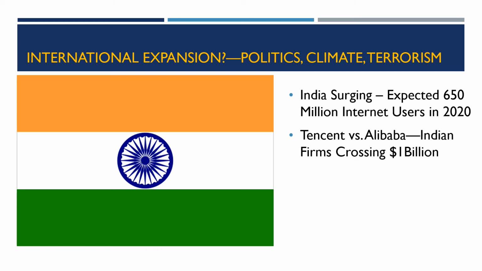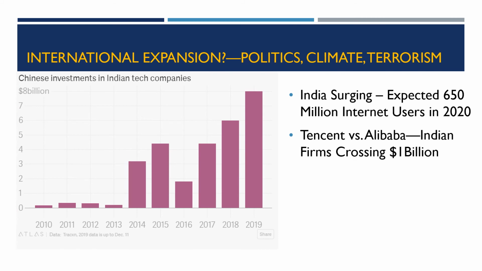Right now, what we're witnessing is Tencent versus Alibaba. Both of these are the top two China companies, right? And they are investing in Indian firms, and many of these firms have been crossing the 1 billion mark already with the funding of these Chinese investment companies. If we take a look at the Chinese investments in Indian tech companies, in 2014 it really started to spike, and since then it's continued down this trend.